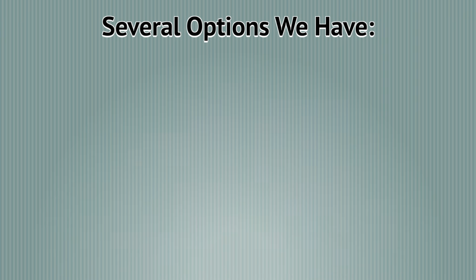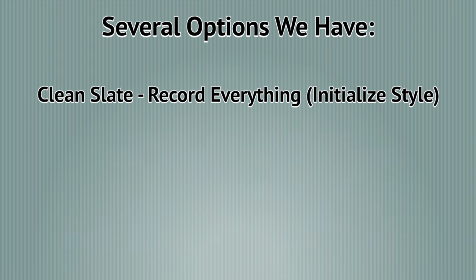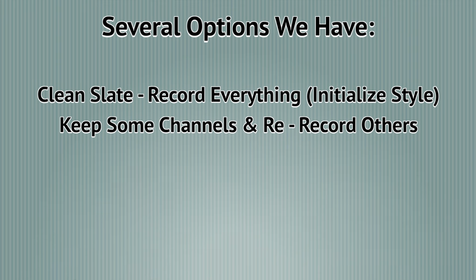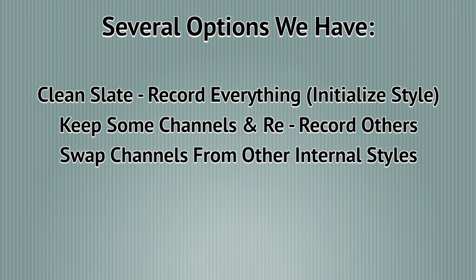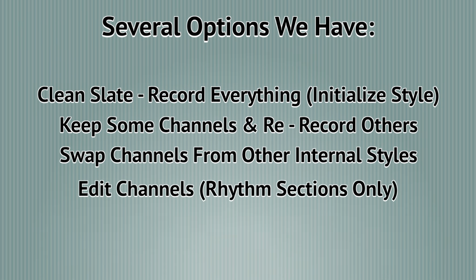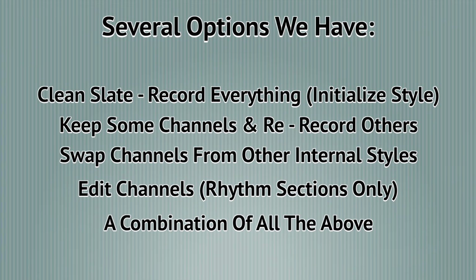So when we make our styles, we have several different options. We can record our own channels from scratch. Essentially, we start from a clean slate, and this is done by pressing Initialize Style from the Basic tab. We can keep some of the channels as they are and just record the ones that we wish to change. We can delete the ones we don't want and swap them for other channels from other styles from within the Genos. We also have the option to edit the rhythm channels if we want to, but note that you can't edit any other channel if it's a style from Yamaha. You can only swap them or delete them and re-record those channels, or leave them in place if needs be. But it goes without saying, if you record your own channel, you're free to edit those after you've recorded to it. And of course, we can use any combination of the above to create our own styles.